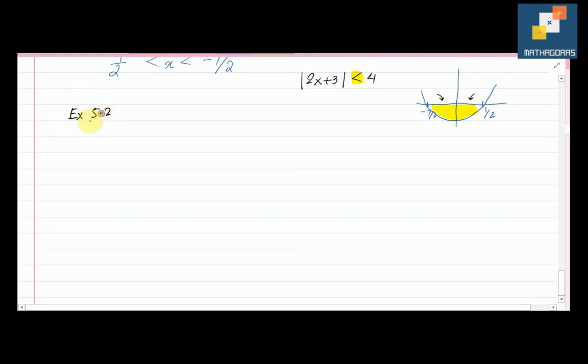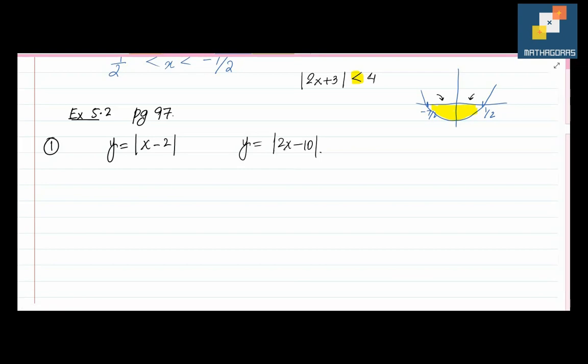Exercise 5.2, page number 97. In your first question, there is a graph. You can see it in the diagram in your book. There are two graphs. One graph has the equation y equals modulus of x minus 2, and the other has the equation y equals 2x minus 10. The graphs of these two functions are shown on the grid. Write down the set of values of x that satisfies the inequality.